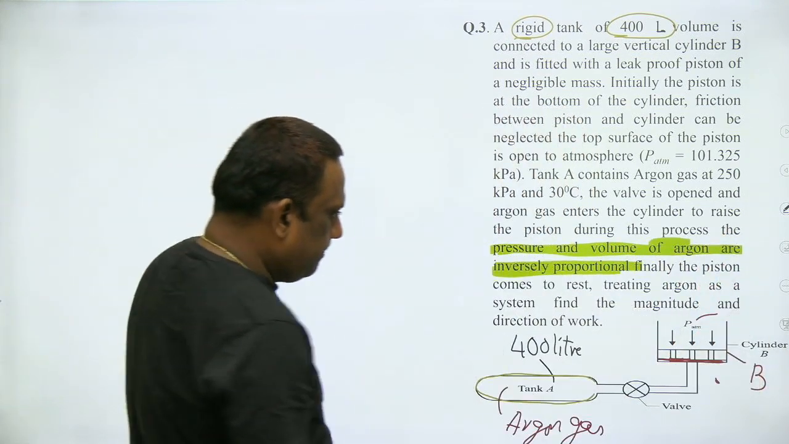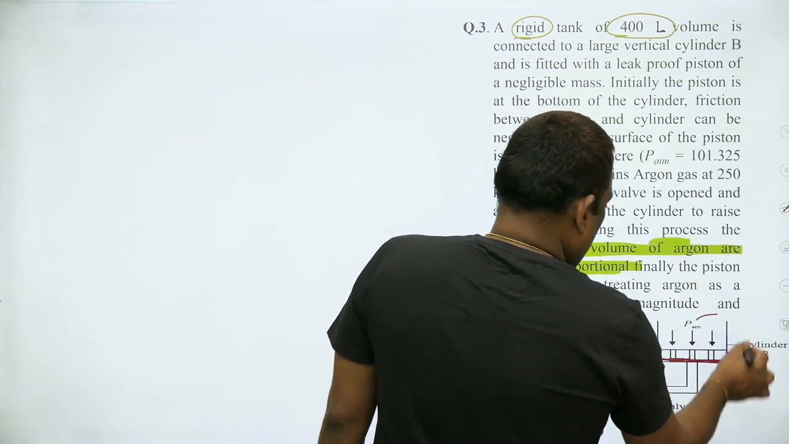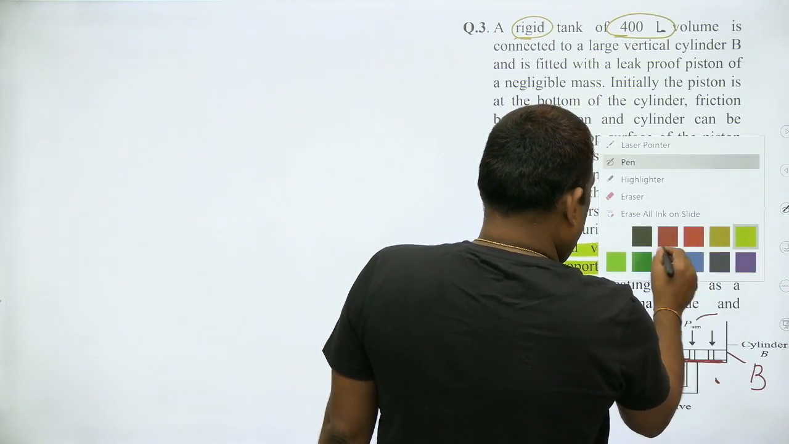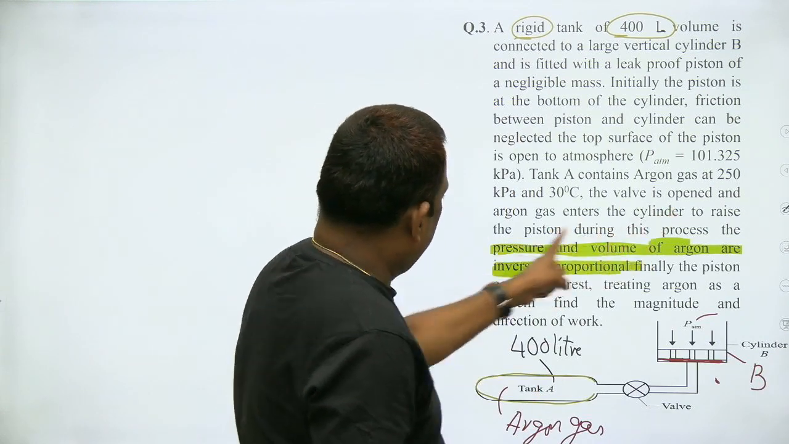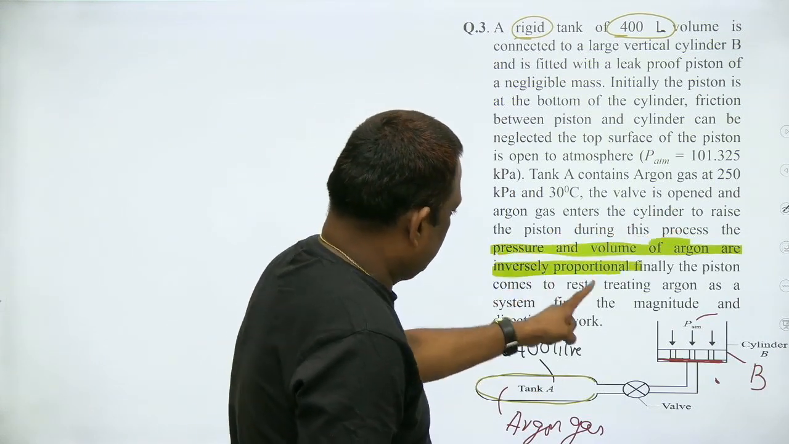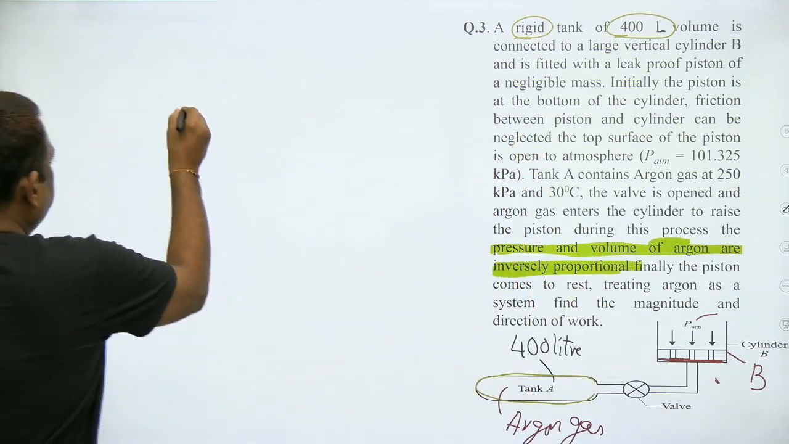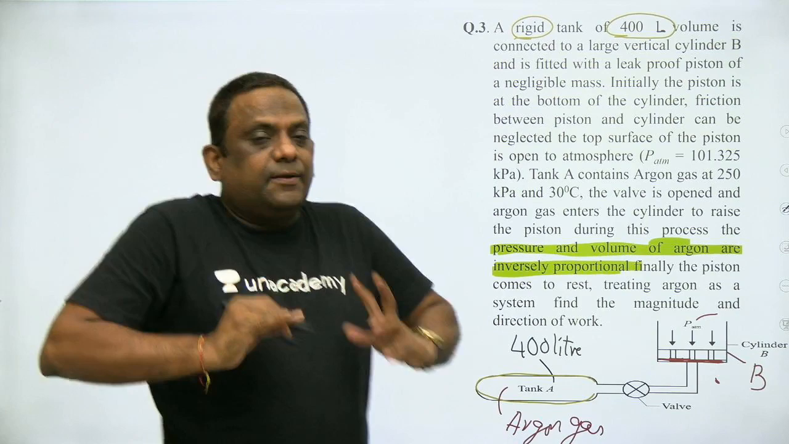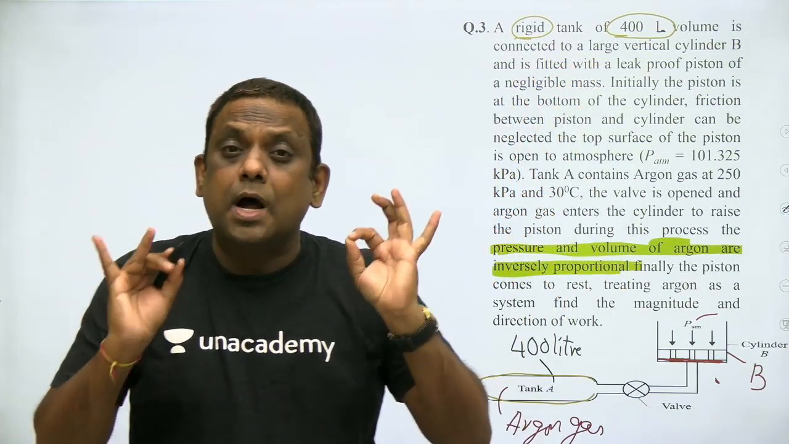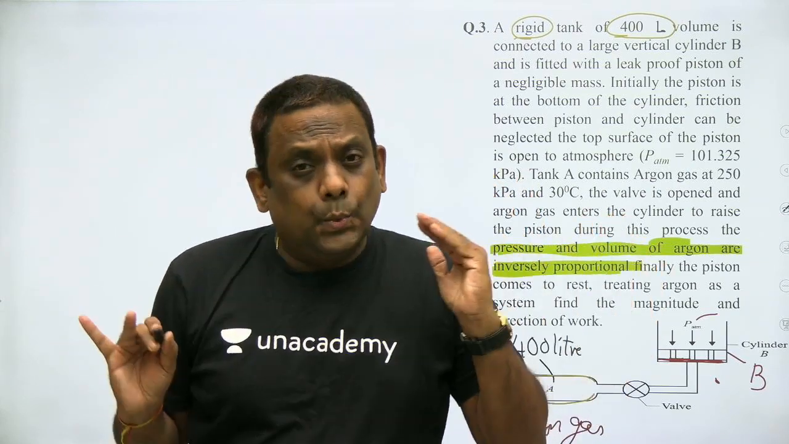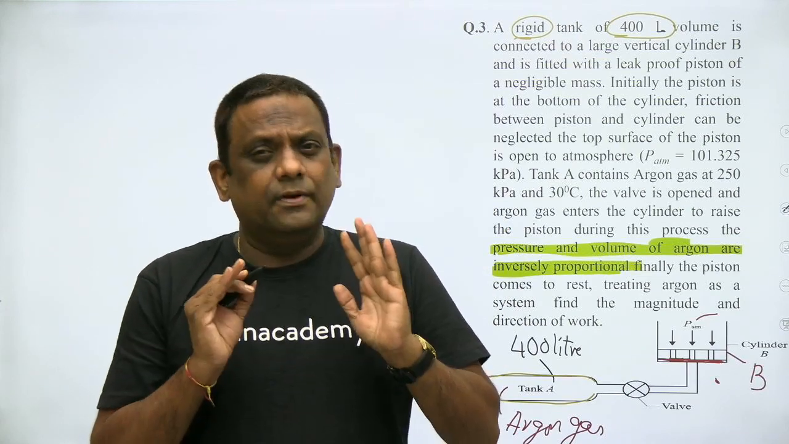Now let's try to do this, treating argon as a system. Okay, no problem. Chalo, we'll select a beautiful color. Ye wala le lenge. The valve is opened and argon enters the cylinder to raise the piston. Chalo, first let me explain the question, then we'll attack the question. First, you need to understand the question. Without understanding the question, if you make an attempt, really it will be difficult.